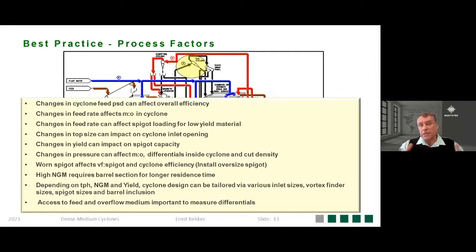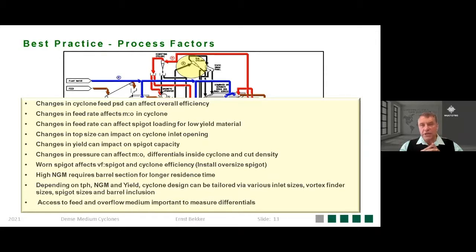Now, one of the things is they can say, well, we can make the cyclone larger. But a larger cyclone requires larger volumes, and now you need to check whether the whole process can accommodate this deviation. A change in yield can also impact the spigot capacity, very similar to when you've got the increase in top size. As the yield changes, if you've designed your cyclone to have a certain amount of yield, or floats, reporting to the overflow, and that amount becomes less, again, you can run into a spigot overload situation. Know what material you are treating.